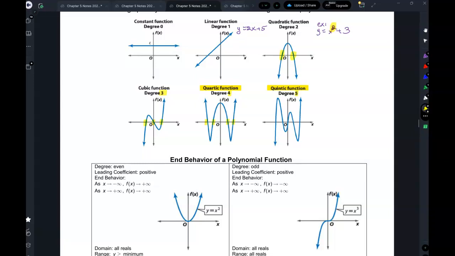Does it just stop at 5? No, it keeps going on forever. Yeah, you can have a degree of 100. And it can cross 100 times. Gotcha. Okay, is this the same thing as zeros? Yeah. Stick with me and I'll clarify some things, okay?